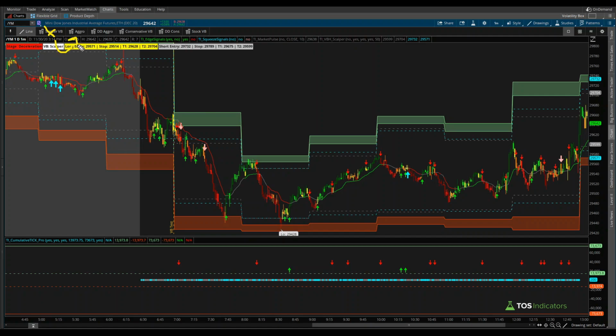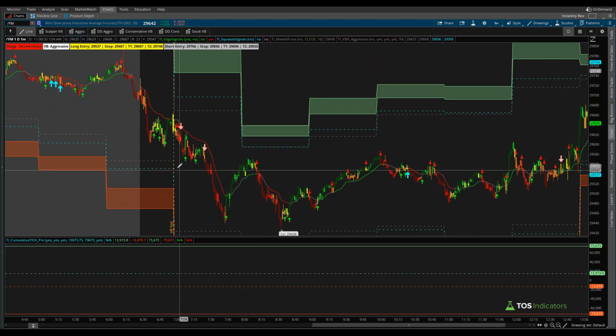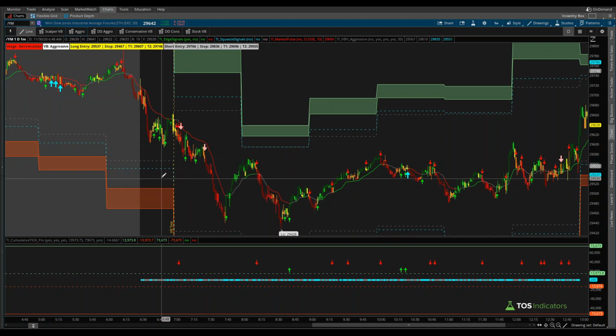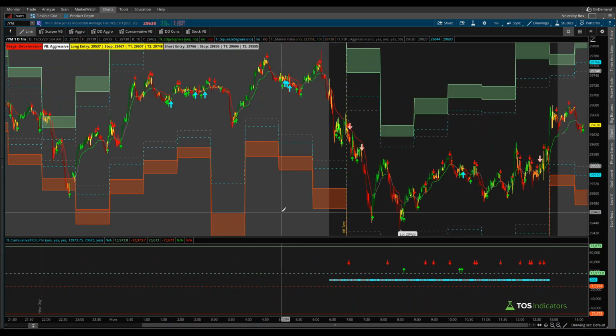But now with that break, we then came over to our aggressive volatility box, which did a much better job of containing price action, but did not give us any breaches like we had in the Nasdaq, like we had in the Russell, and technically like we had in the S&P as well, where we just didn't get a fill.